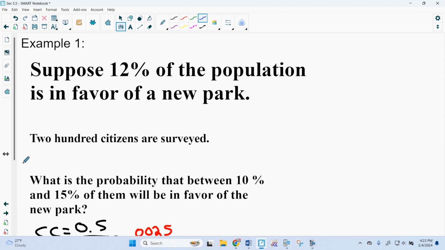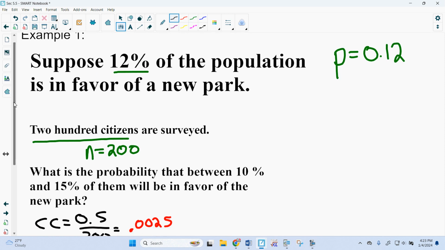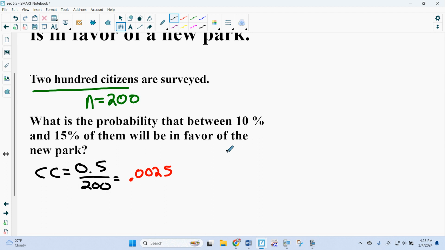So let's look at an example. Suppose 12% of the population are in favor of a new park. So that is our p, 0.12. We're going to survey 200 citizens. There is our n. What is the probability between 10 and 15% of them will be in favor of the new park? So we have, what's the probability that our p hat is between 0.10 and 0.15?